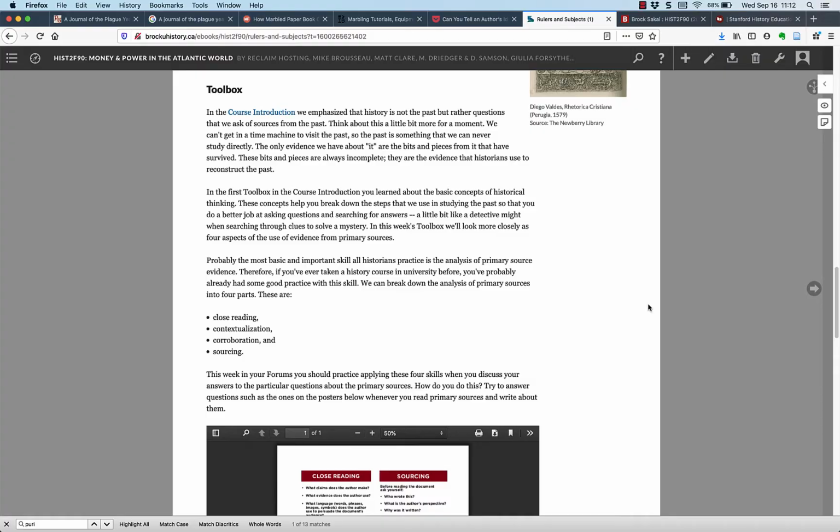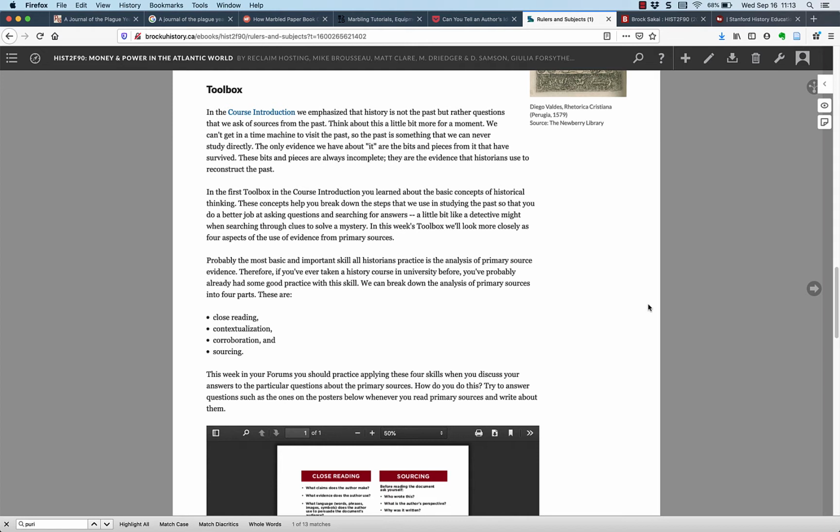In the first toolbox in the course introduction, you learned about the basic concepts of historical thinking. These concepts help you break down the steps that we use in studying the past so that you can do a better job at asking questions and searching for answers. Probably the most basic and important skill all historians practice is the analysis of primary source evidence.